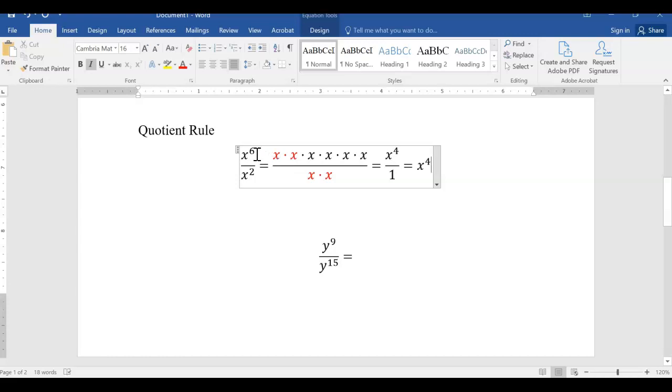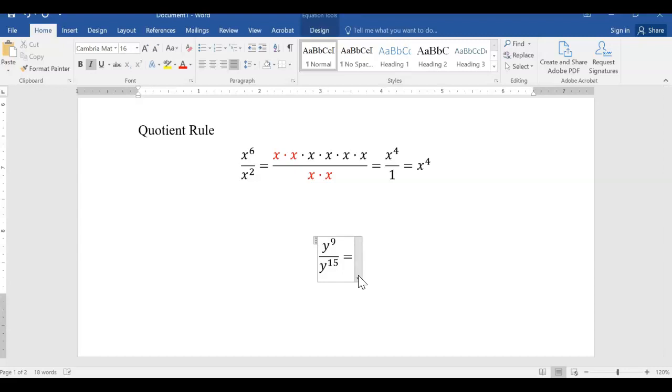Now notice what we did there. We're just subtracting 6 minus 2 and getting 4. We have 6 factors of x. We got rid of 2 of them. And so we ended up with 4 factors of x. Those 4 factors, because the numerator had a higher exponent than the denominator, ended up in our numerator.